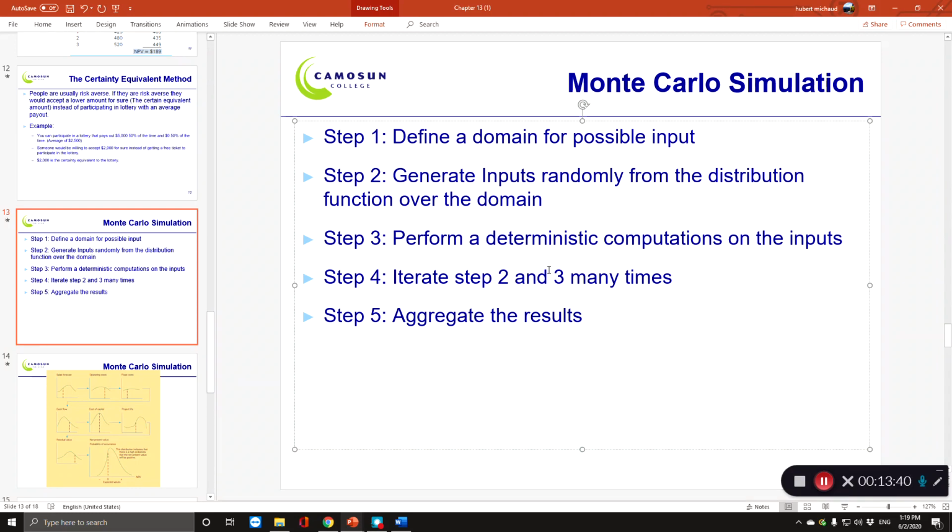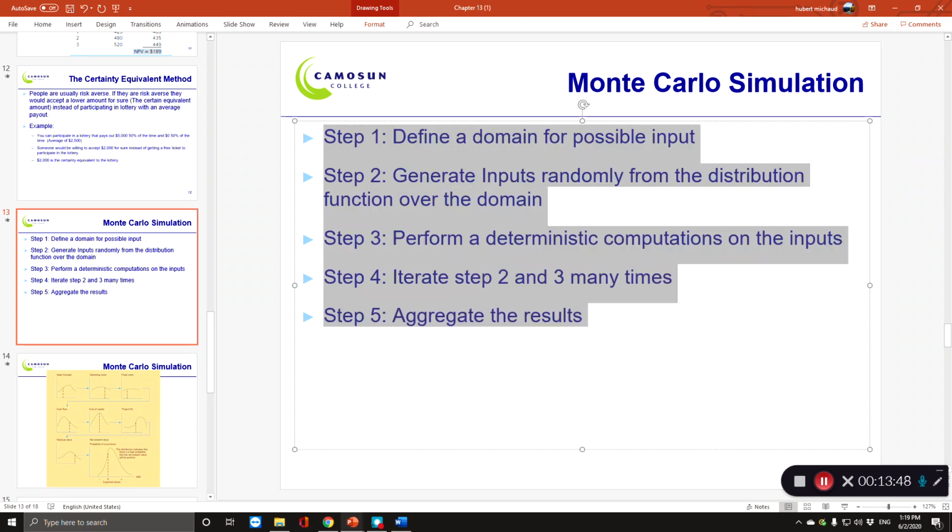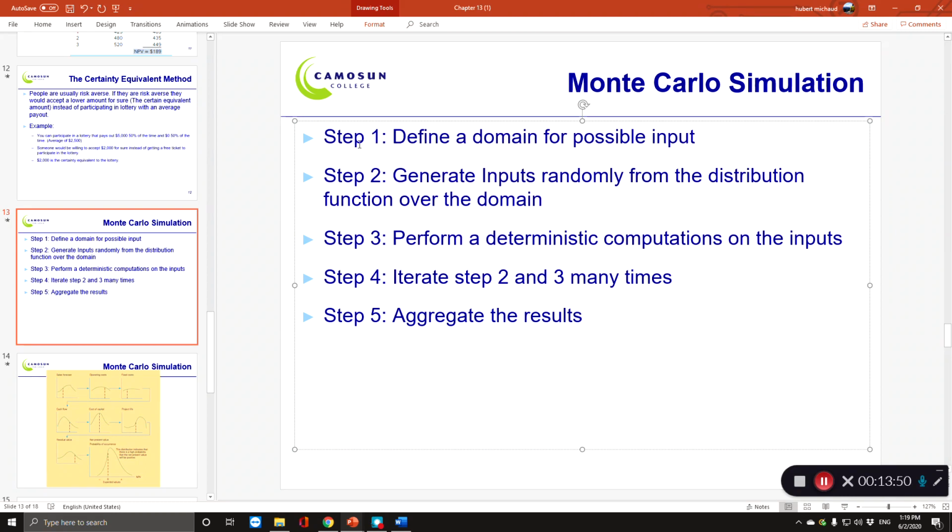Now I don't expect that with just this class you're going to run this, so I just expect you to understand what it is. So how do we do a Monte Carlo simulation? 5 steps.